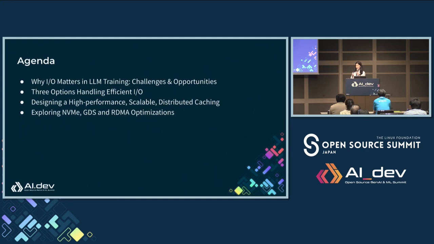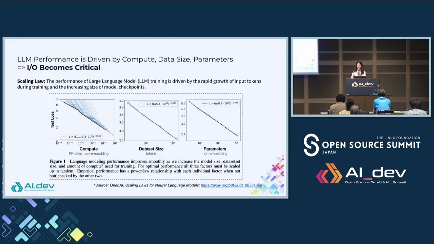Okay, I'm going to show you some data. This is from research by OpenAI in 2022. I don't know if you have heard of this. It's called the scaling law, in comparison with Moore's law. Scaling laws basically means, you can see on the left-hand side, the y-axis is the test loss, which means the lower it is, the better the model performs.